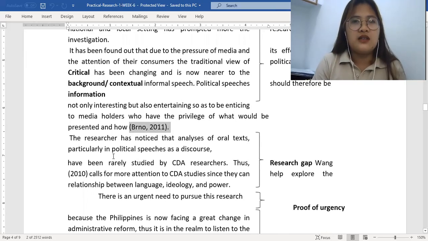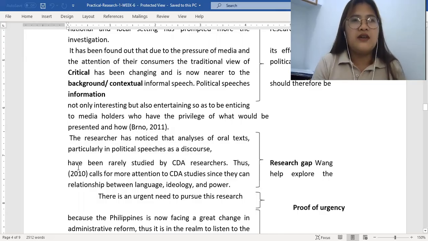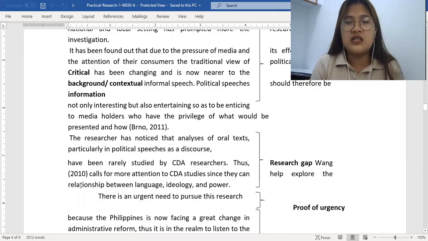So here is another one. Nagkaroon ng additional pa. The researcher has noticed the analysis of oral texts have been rarely studied by CDA researches.